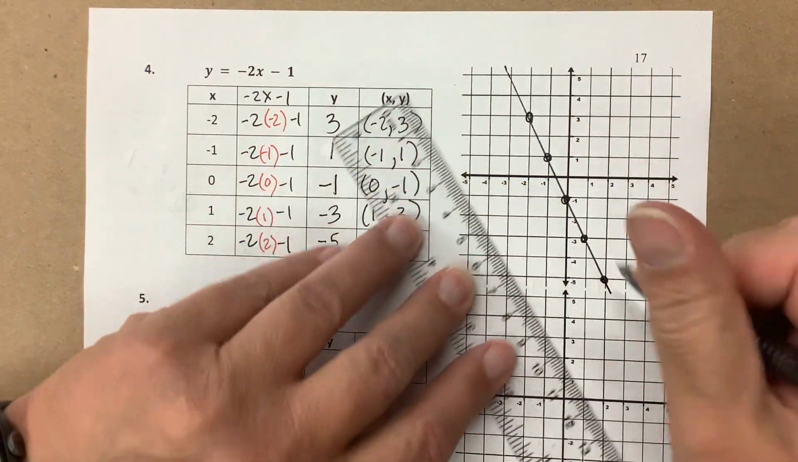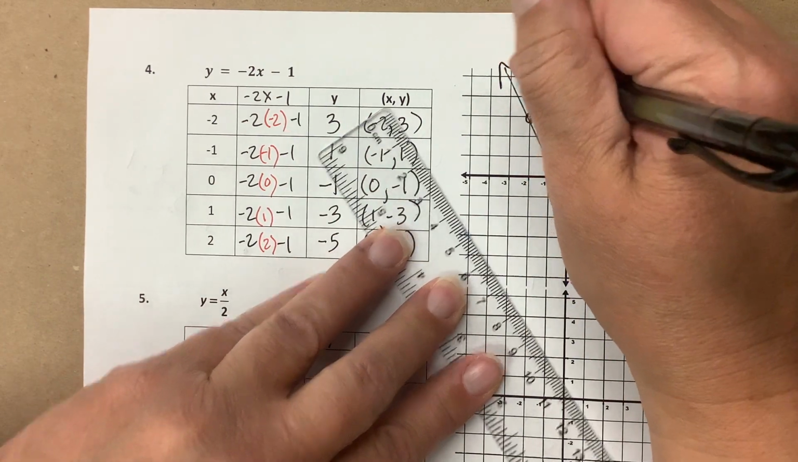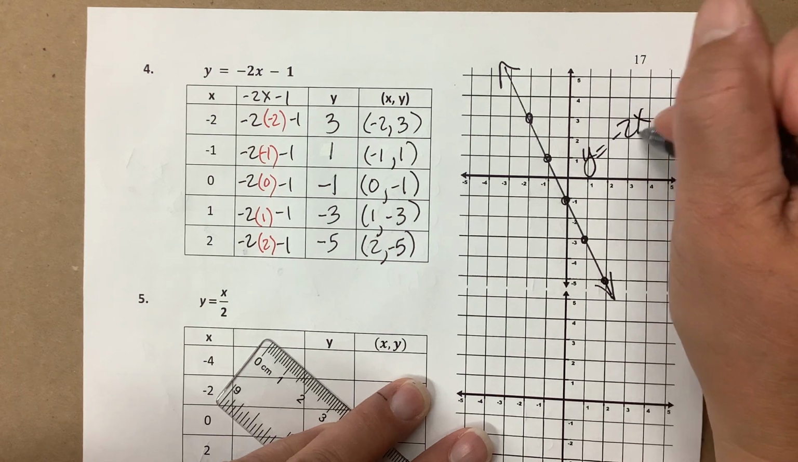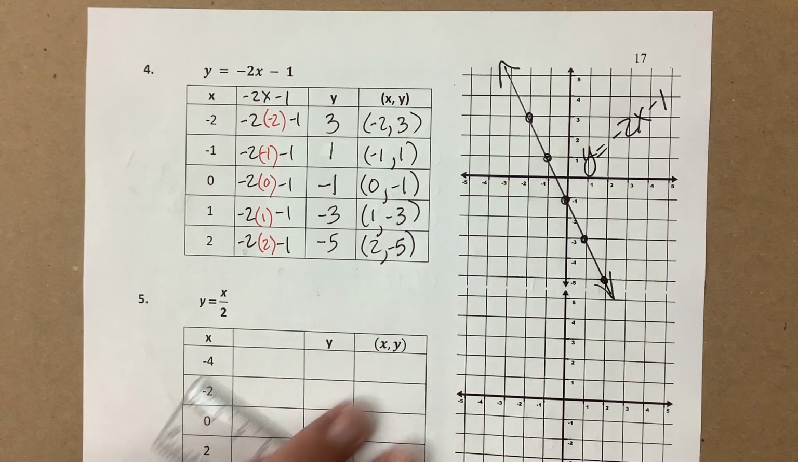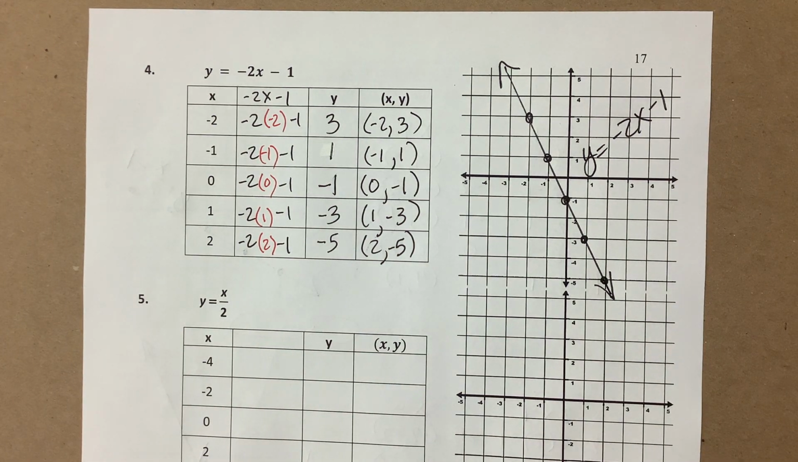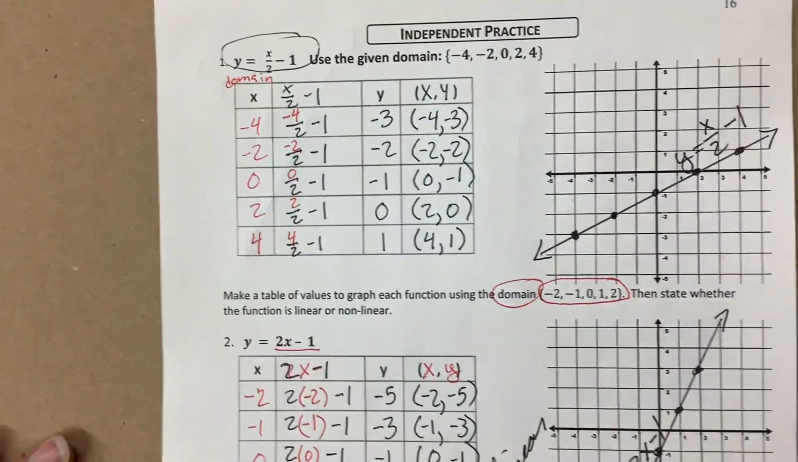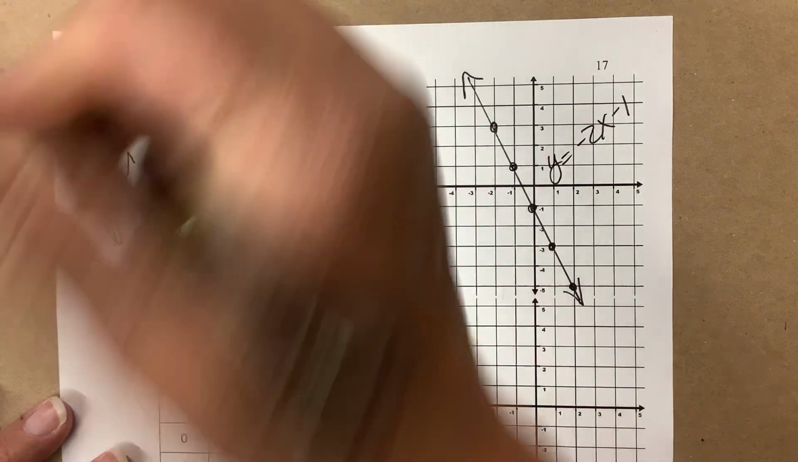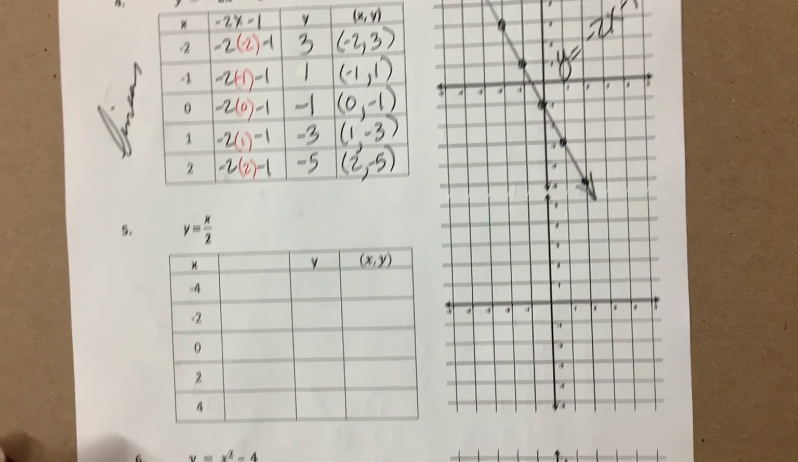Grab my ruler and connect those dots. Do I have to say whether this is linear or not? I mean, I could tell this is definitely linear. y equals -2x minus 1. For sure, linear. I don't know, did I have to write that? I'll read my directions. Oh, for each, I do have to write that. This is linear. Linear. I wrote it on the side, it's okay.